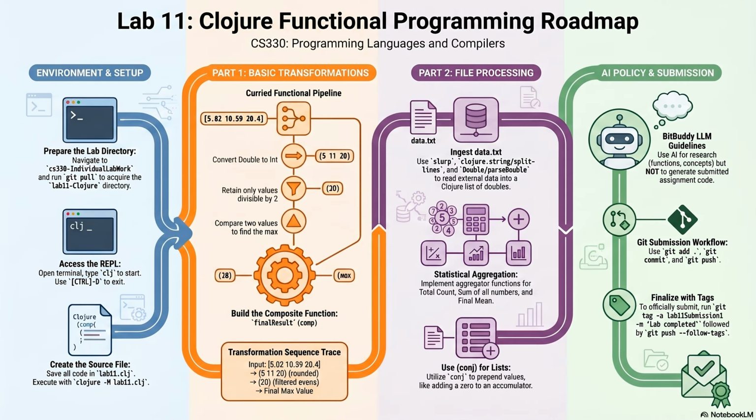Well, the distinction really lies in understanding mechanical patterns versus architectural problem solving. Okay, unpack that a bit. So asking an AI, how do I open a text file in Clojure, is like asking a dictionary how to spell a word. You're just looking up a mechanism. Right. But asking the AI, write a composed function that rounds a list of numbers, filters out the odd ones, and finds the maximum value, well, that is asking it to solve the specific logic puzzle the lab was literally designed to teach you.